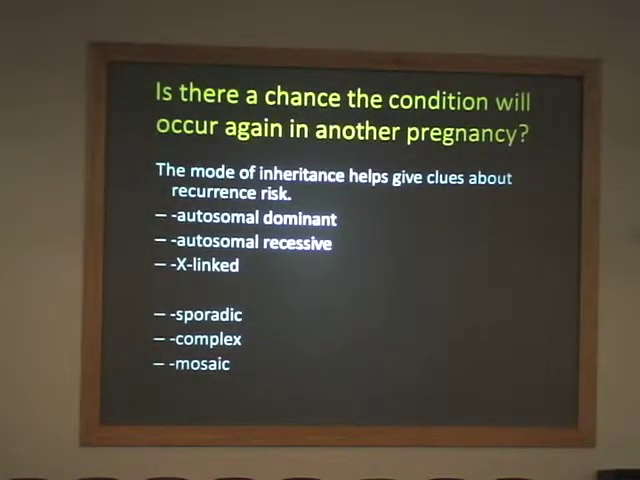So everybody wants to know, is there a chance that this condition will occur again in another pregnancy? And I think it's really easy with classic Mendelian genetics to say whether or not there's a risk of transmission for the autosomal dominant, autosomal recessive, and X-linked conditions. I'll just review those to give you a framework. But we're probably down in the bottom half with the sporadic, complex or mosaic conditions, and those are much less predictable.